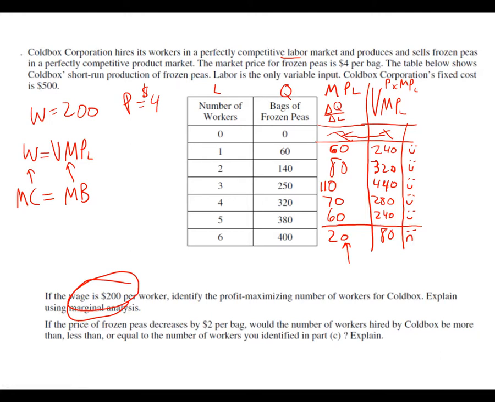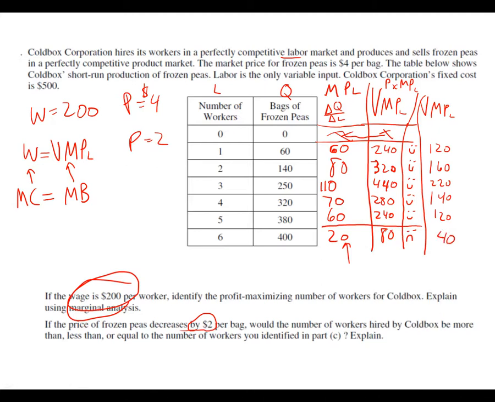Okay, so then the second part is if the price of frozen peas decreases by $2 a bag, so now the price drops down to $2, what's the deal? So we just calculate a new value of the marginal product of labor. This is this times 2, so 120, 160, 220, 140, 40, and 20.